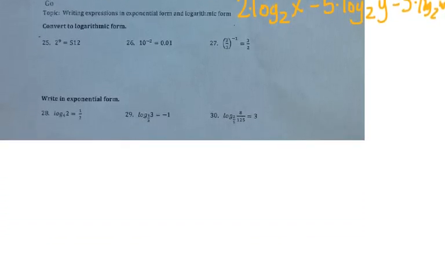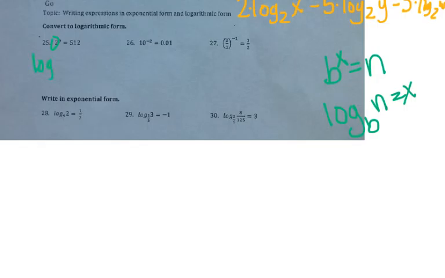Okay, now the last problems. You're just converting back and forth. So remember, the exponent is the base, so b to the x equals our number. And we swap that to the log base b of n equals x. So it would be log base 2 of 512 equals 9. Log base 10 of 0.01 equals negative 2.